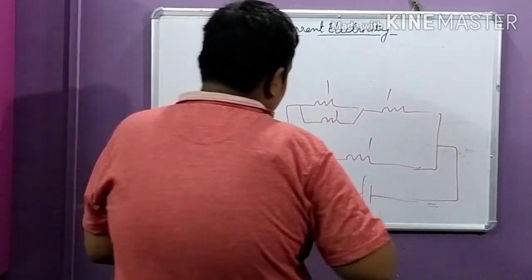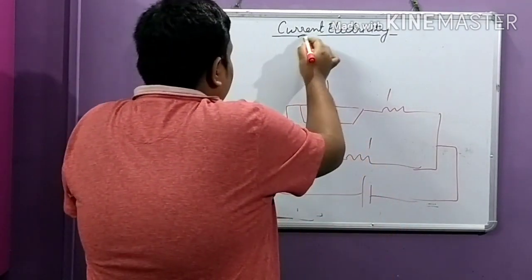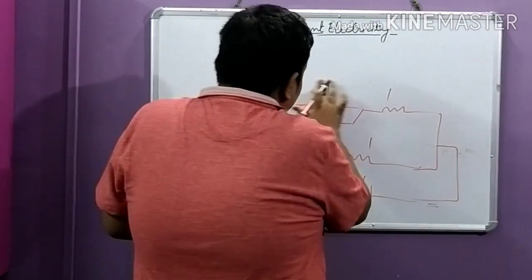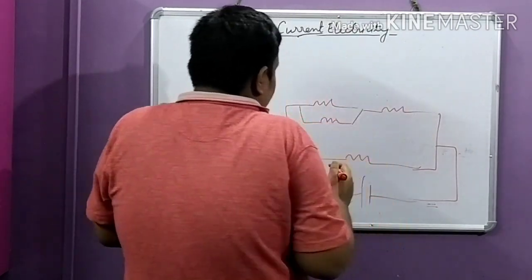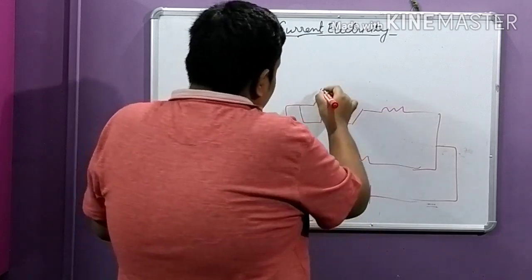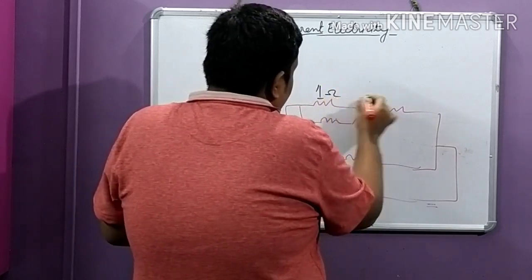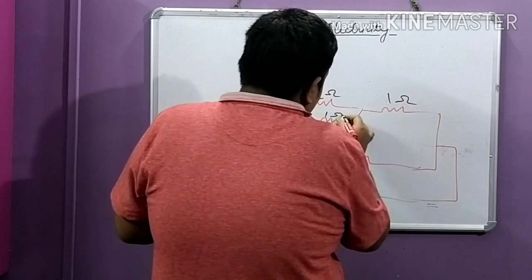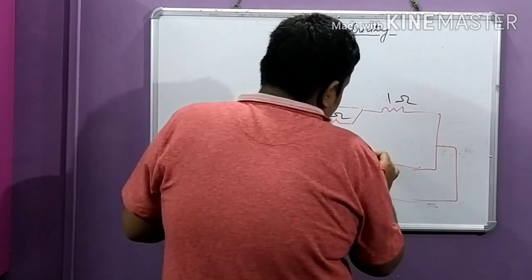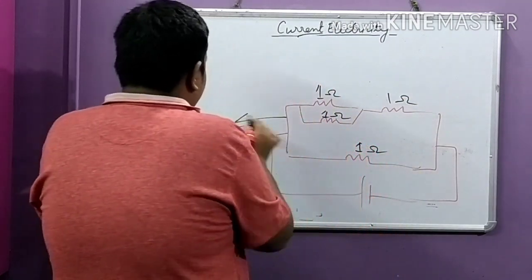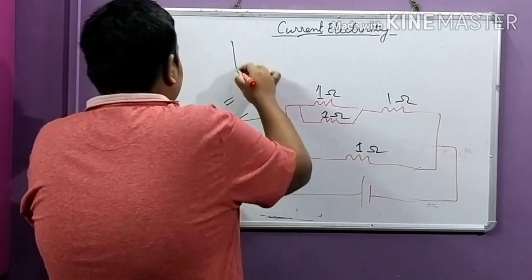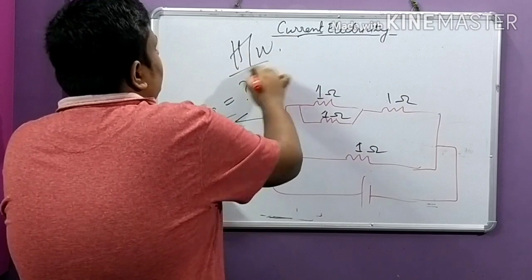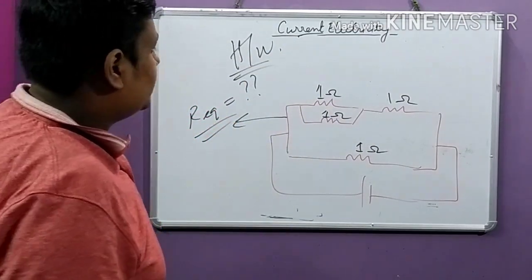Till then you can try this. Suppose this is a circuit. Now here you have to find out the R equivalent. Suppose its resistance is 1 ohm, 1 ohm. So here you find out what will be the R equivalent of the circuit. This is a homework question. We will solve it in our next class.